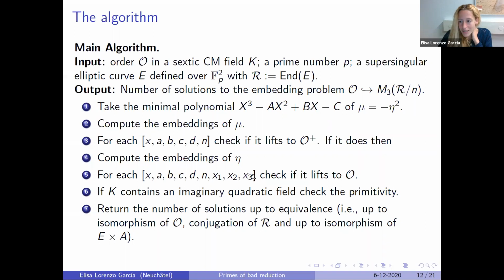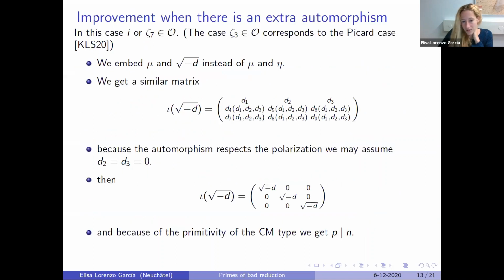But in this case, if you know that the prime p divides n, then you can just run the algorithm until here, and you check the primes that divide the n for the solutions that you found. And this makes the algorithm super fast. You don't have to run it for each different p. You run the algorithm once and you get all the solutions for all the primes. So for those cases, in a few seconds you have all the primes of bad reduction.